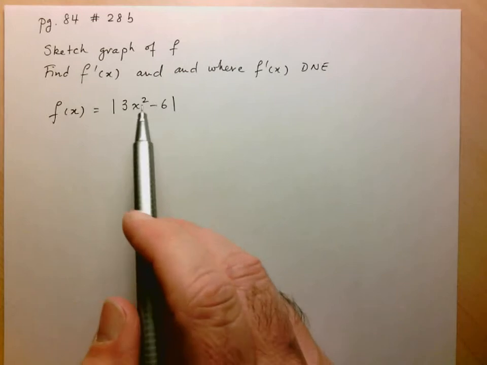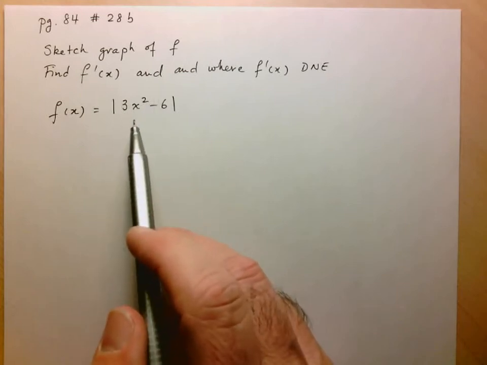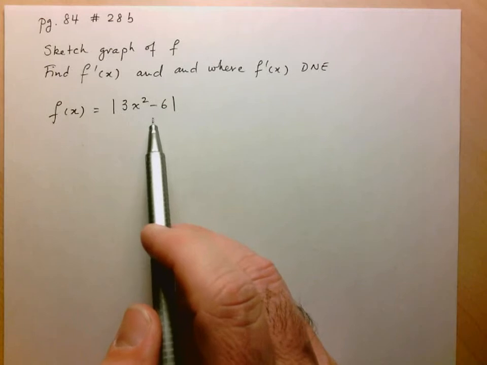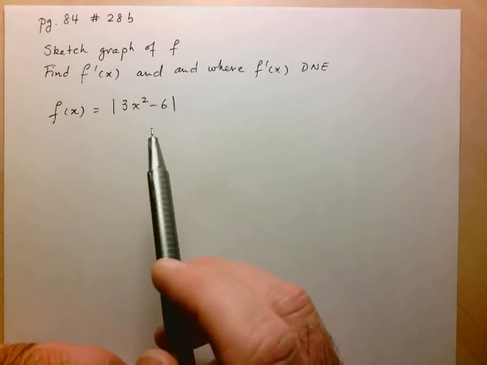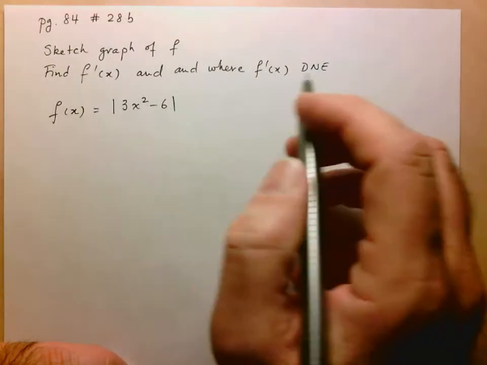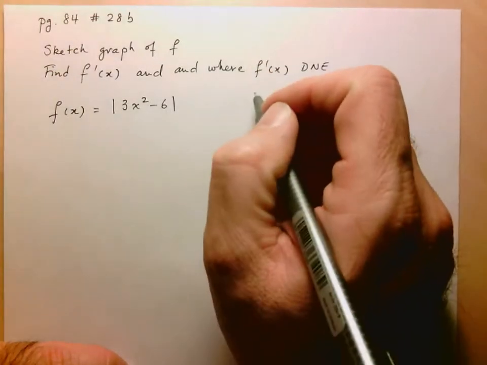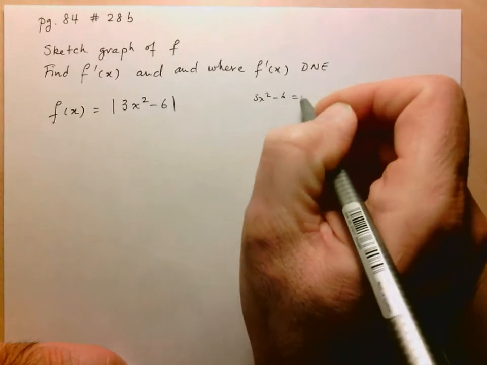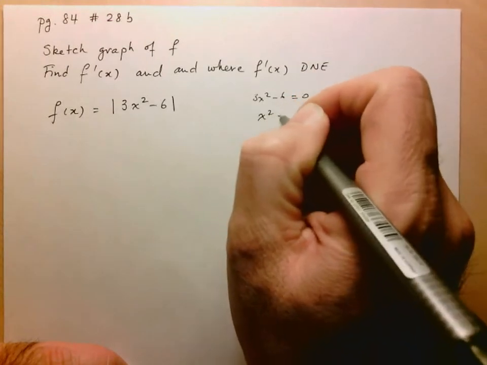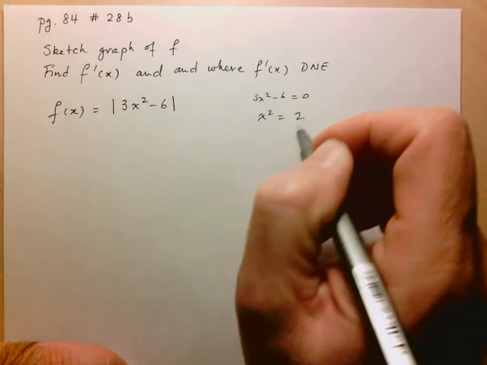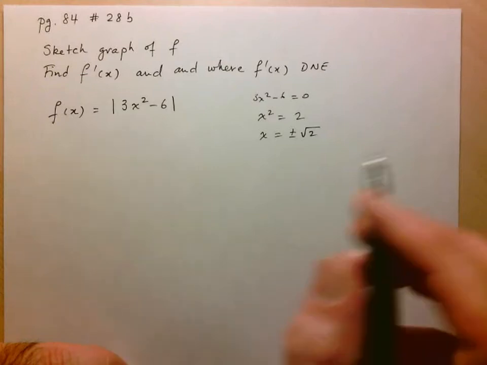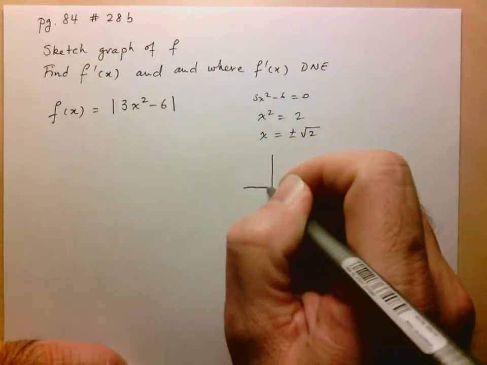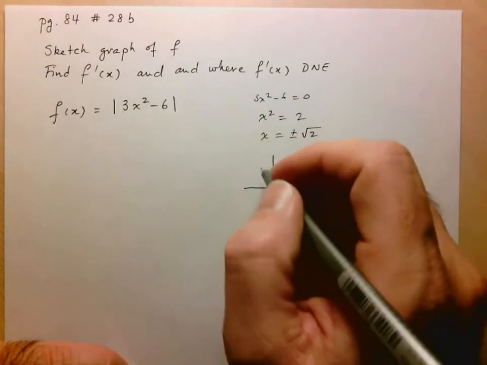Okay, so we can actually sketch this graph without writing it as a piecewise function, because we notice this is a quadratic. Okay, now notice it's a quadratic that's going to be shifted downwards. So essentially it's going to leave everything that's positive positive, and everything that's negative is going to become positive. So first thing is let's find the zeros of this here, and so we've got 3x squared minus 6 equals 0, so we'll solve for x squared, so that becomes 6 over 3, so 2, so x is plus or minus root 2.